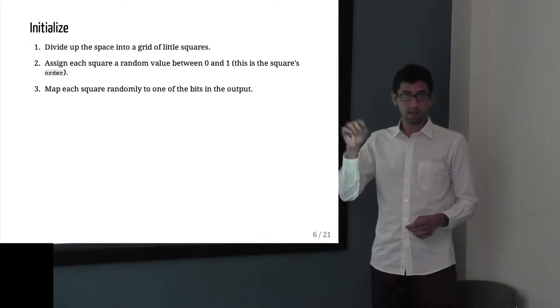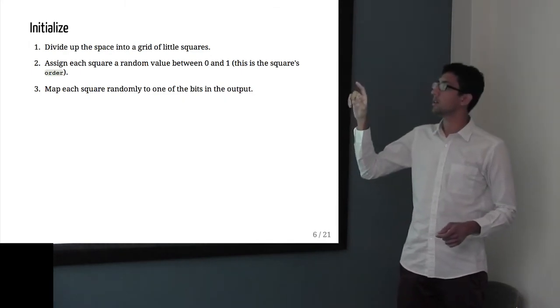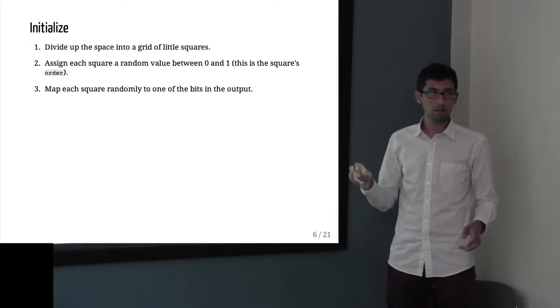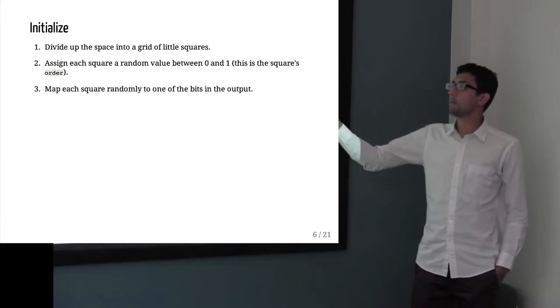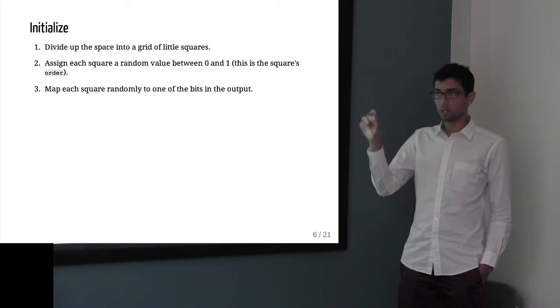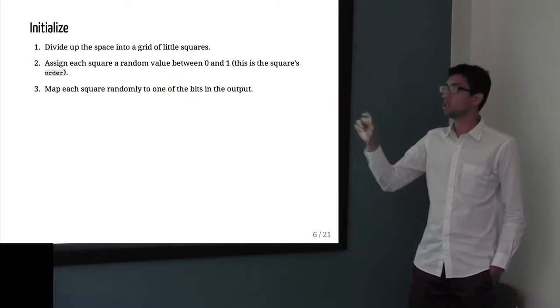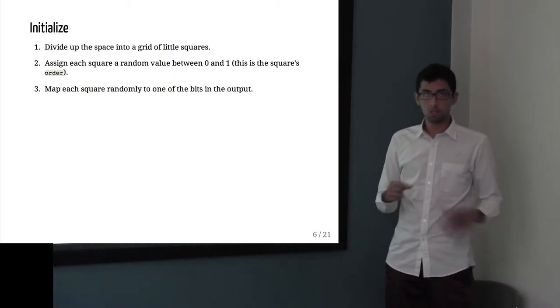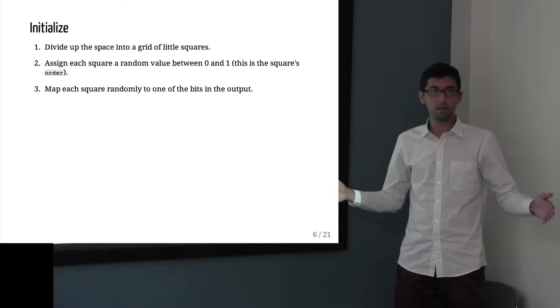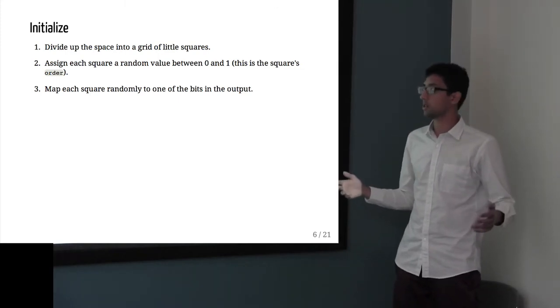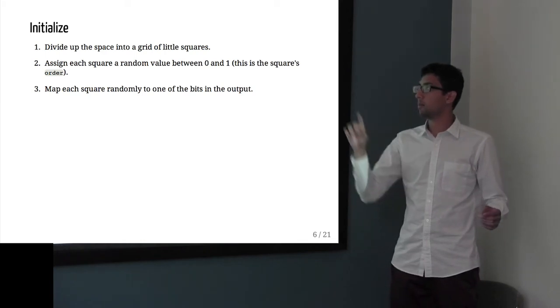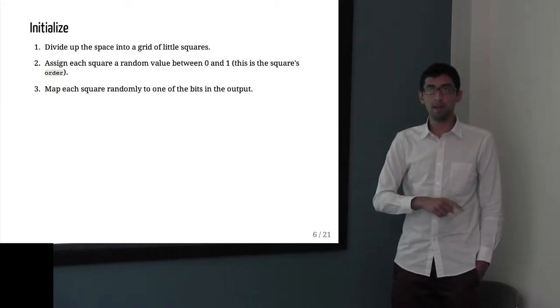It's deterministic for that square. And this value is the square's order. All right, and we'll come back to where that's used later. Then you map each square. So each square gets a value from 0 to 1. It also gets a mapping to one of the bits in the output. So you have your set of bits in the output. A number of them can be on, most of them will be off in the typical sense. But each square is going to be mapped randomly to one of the outputs.